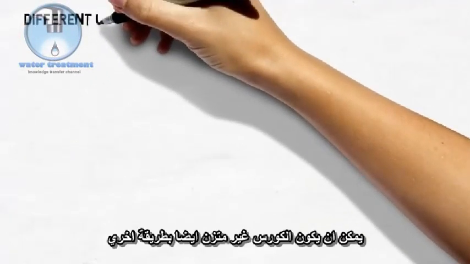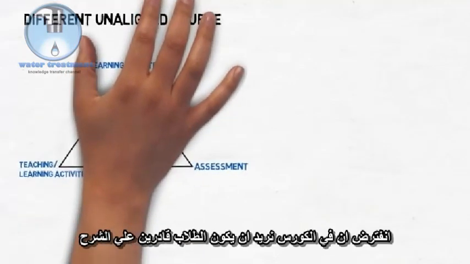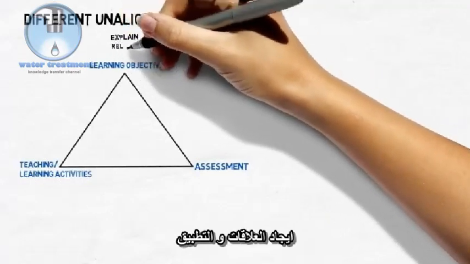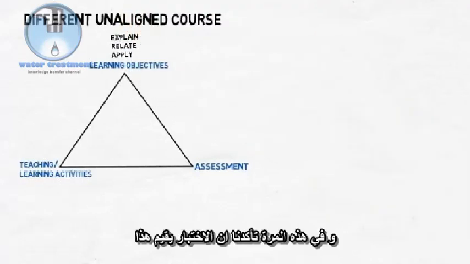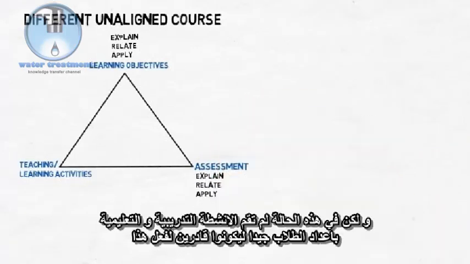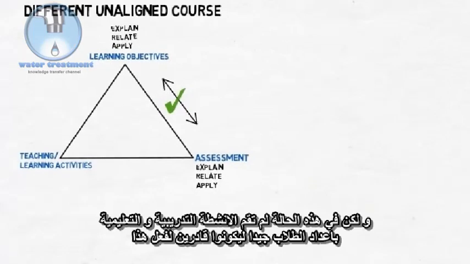A course can also be unaligned in a different way. Again, let's assume that in our course we want students to be able to explain, relate, and apply. And this time we have made sure that the assessment tests just that. But in this case, the teaching and learning activities have not properly prepared students to be able to do that.